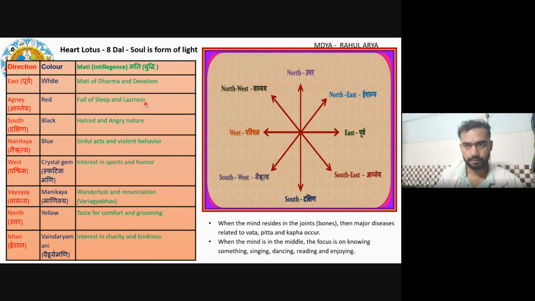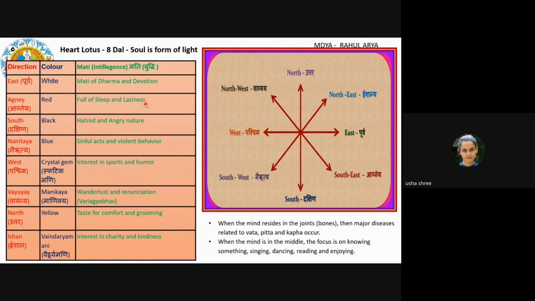Okay. Yes, sir. So south, you see hatred and angry nature, and then southwest is called Nairuti, and the color associated with it is blue. Then the mati or intelligence associated with this direction is that sinful acts and violent behavior are reduced. West relates to the spatika color. Spatika is like diamond, the color of diamond. The mati developed here is interest in sports and humor.